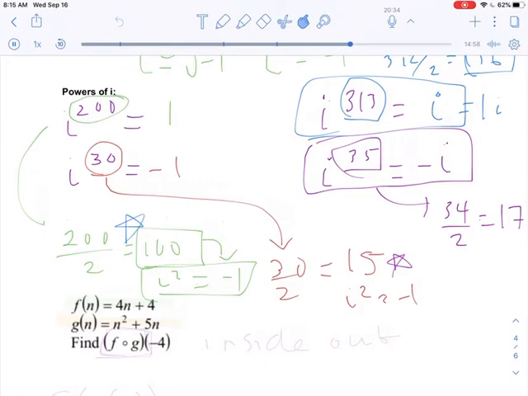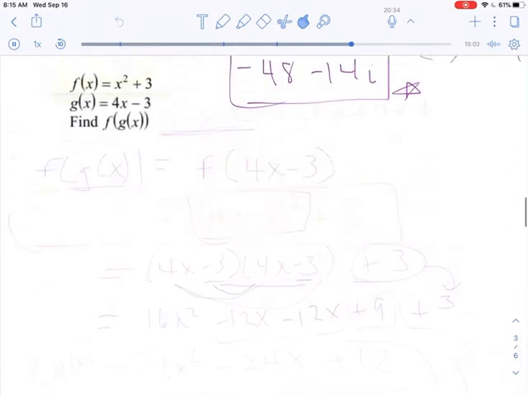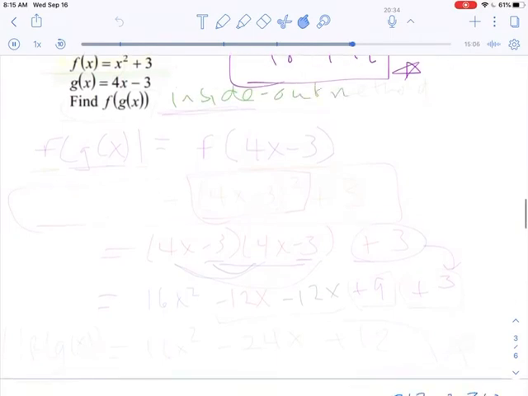All right, let's move on to some composite functions. Remember, for composite functions, we are using the inside out method. I think the concept of the method is very easy for you guys to understand. I think we're having problems with computation and simplifying there at the end.